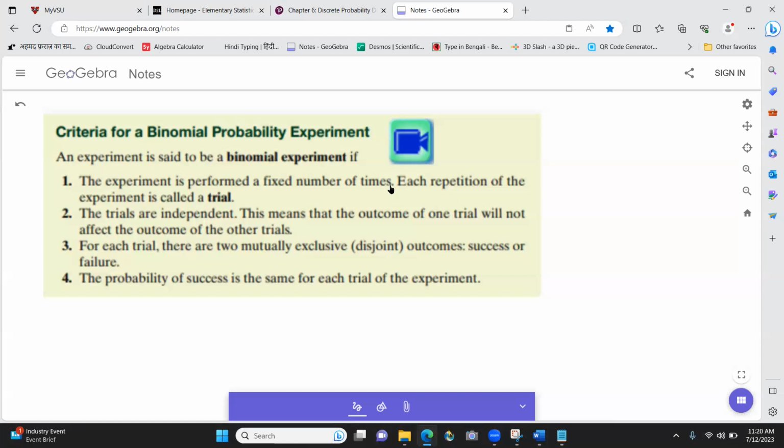For each trial, there are two mutually exclusive disjoint outcomes. So each time you roll a die, you could either get a 6 or not a 6. What's the probability of getting a 6? 1/6. That's called probability of success. What's the probability of failure? The probability of failure is 5/6 because 5 out of 6 times, you're not going to get a 6.